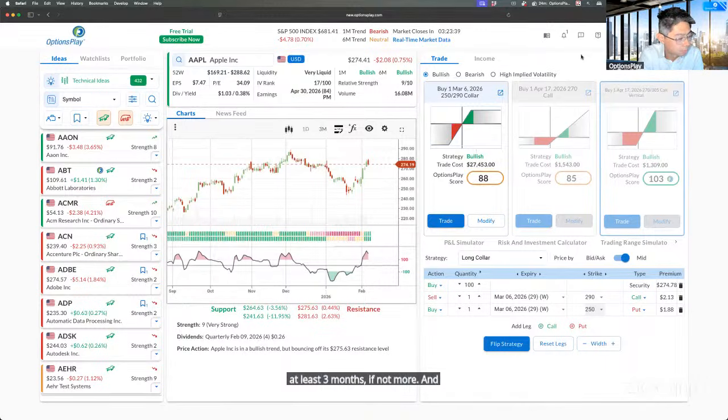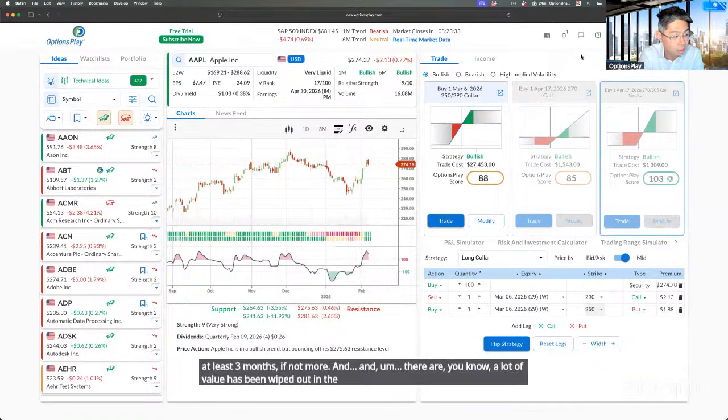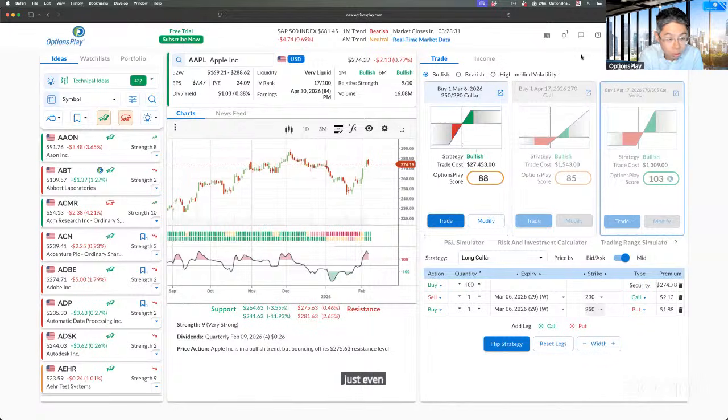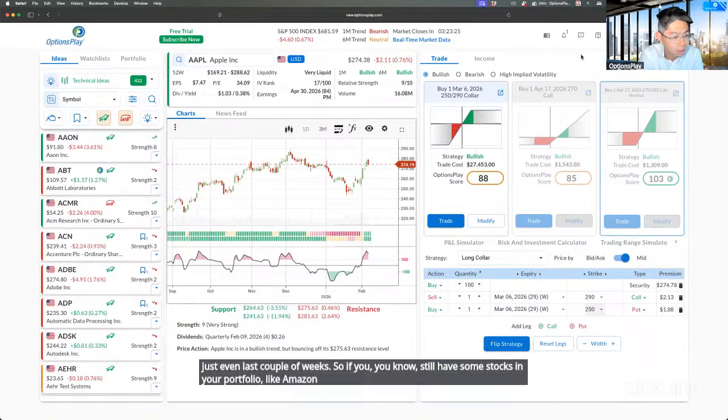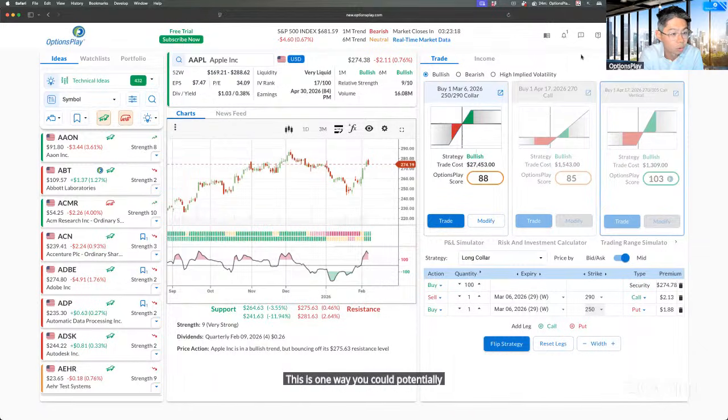A lot of value has been wiped out in the markets over even just the last couple of weeks. So if you still have some stocks in your portfolio like Amazon, like Nvidia, like stocks like that, that you are concerned about downside, this is one way you could potentially protect your portfolio, for zero cost.